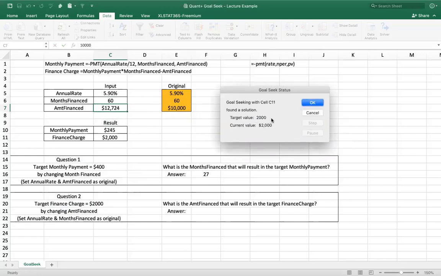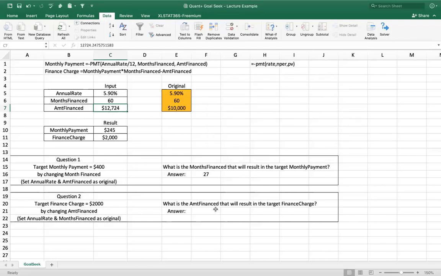And all right, Goal Seek has found a solution in just a second, and it gives me an amount financed of $12,724. So yeah, it is just that easy. Hopefully this will prove to be useful in the future whenever you have to make any financial calculations. And yeah, that's going to be it for Goal Seek.